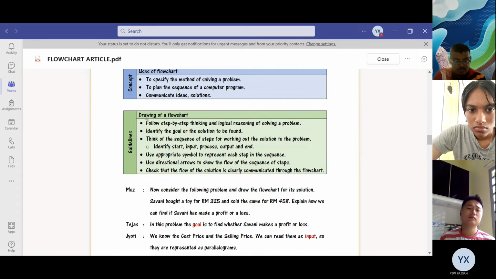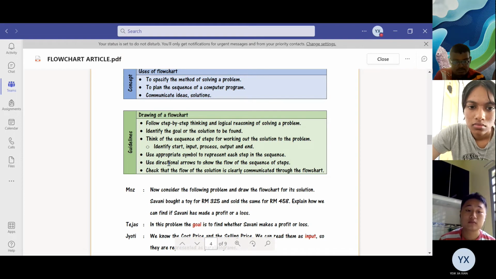The guidelines for drawing a flowchart are: follow step-by-step thinking and logical reasoning to solve a problem, identify the goal or the solution to be found, and think of the sequence of steps for working out the solution in the problem by identifying start, input, process, output, and end. Use appropriate symbols to represent each step in the sequence. Use directional arrows to show the flow of the sequence of steps. And lastly, check that the flow of the solution is clearly communicated through the flowchart.